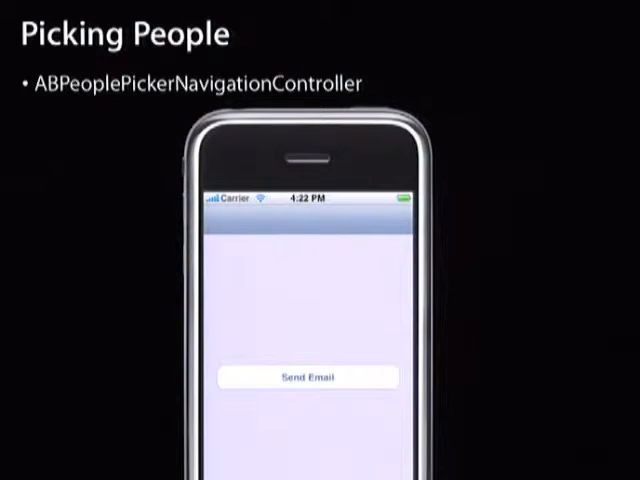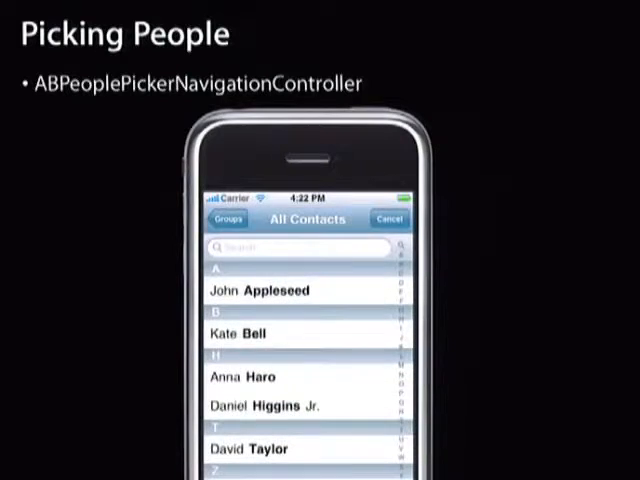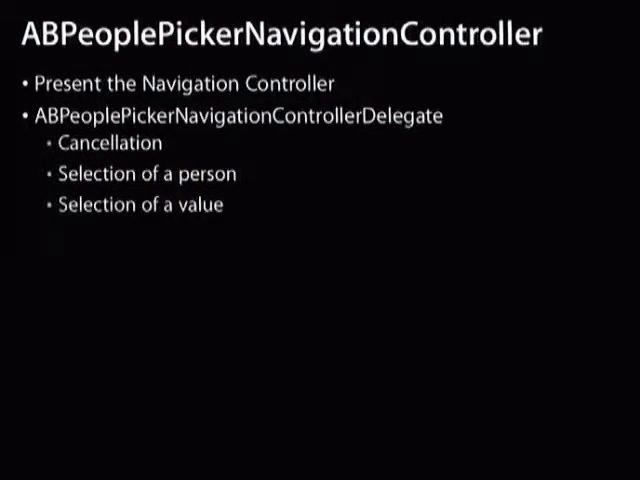What it looks like in this beautiful sample application. Beautiful blue background with a big send email button, which highlights when you press it. And then you can actually see the picker, and the user can press on a contact and actually pick an email address to send an email to. In order to do this, we have this navigation controller class called ABPeoplePickerNavigationController. This is essentially the entire contacts application. It doesn't let you edit, but lets you pick and navigate the entire contacts, all the groups, etc. You have to implement the delegate, and the delegate has three little callbacks: cancellation, selection of a person, and selection of a particular value.